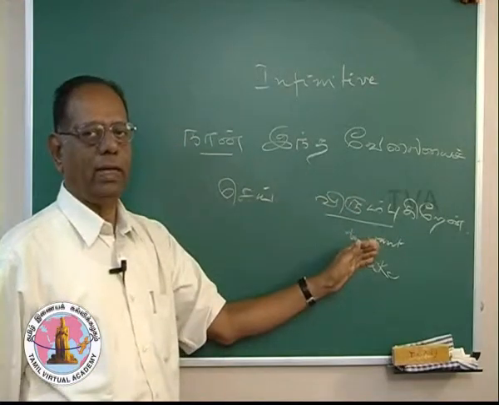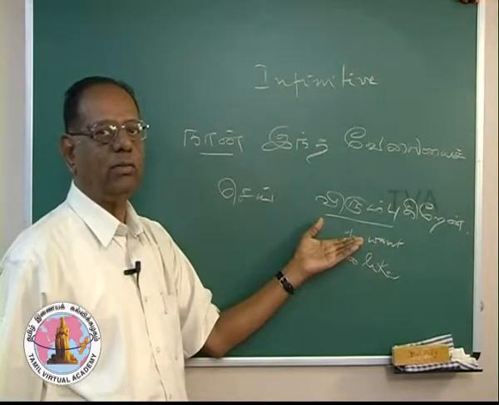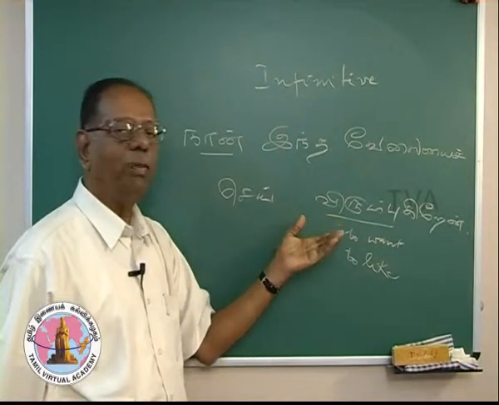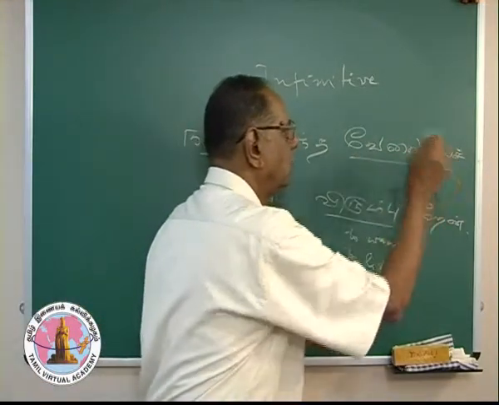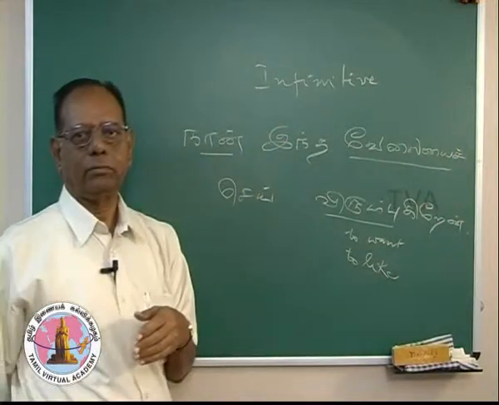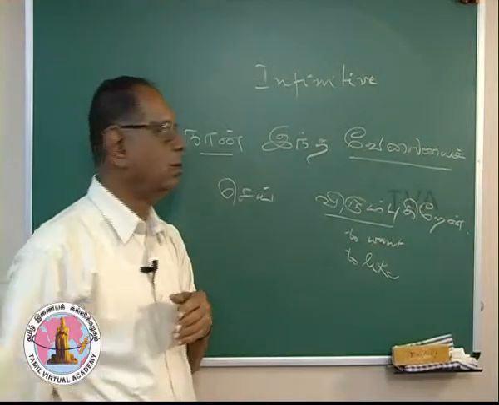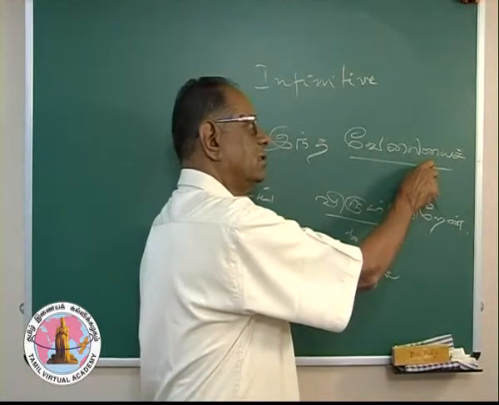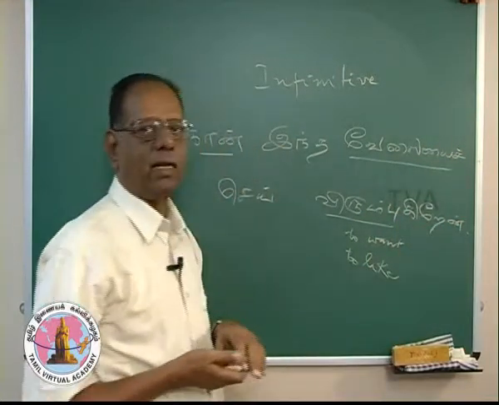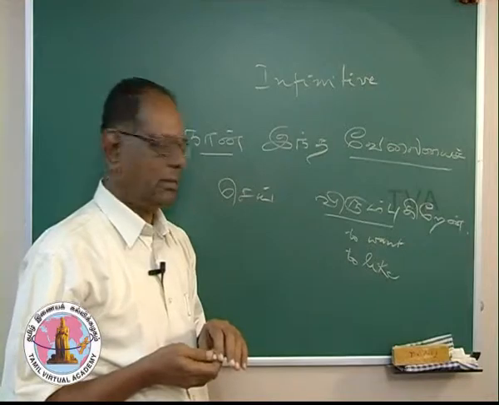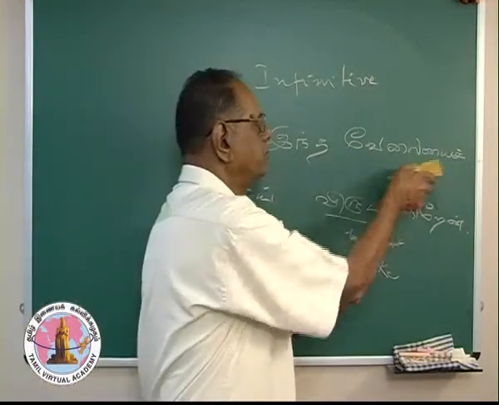Naan virumbugiren. I want. This is a transitive verb and naturally must have an object. And the object is velai. Are you sure? Because this carries the accusative marker. Can this be taken as the object?